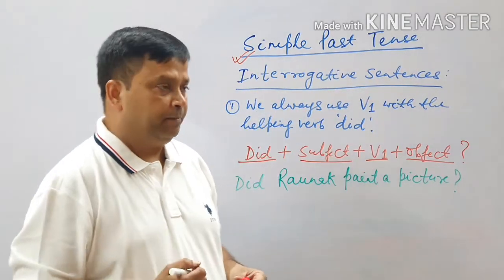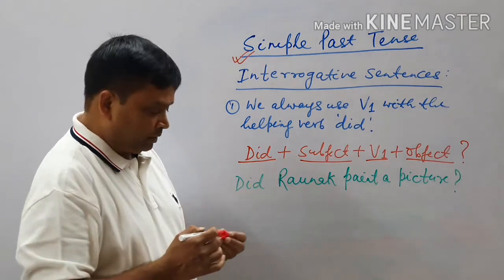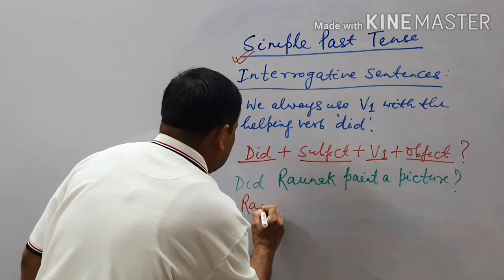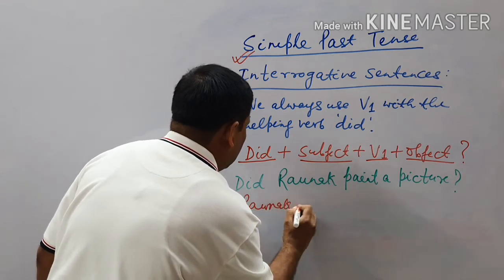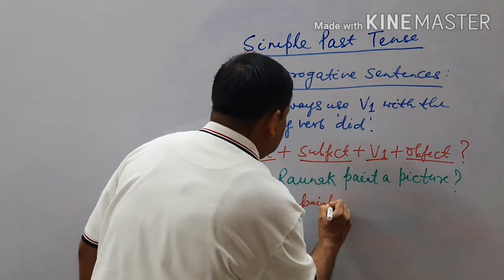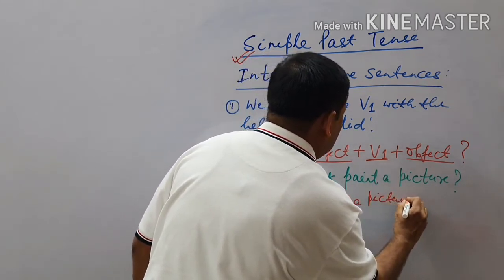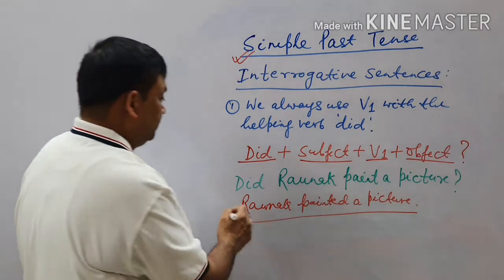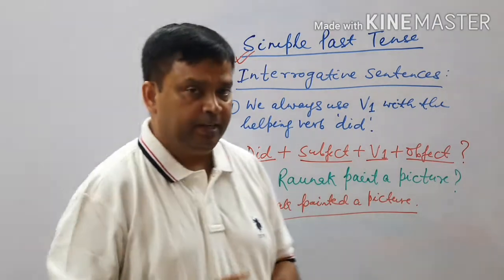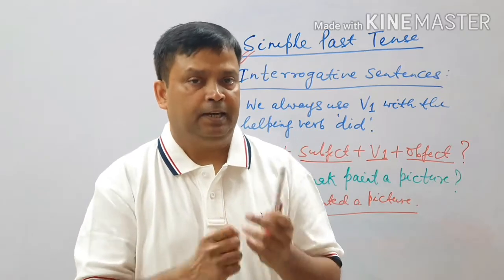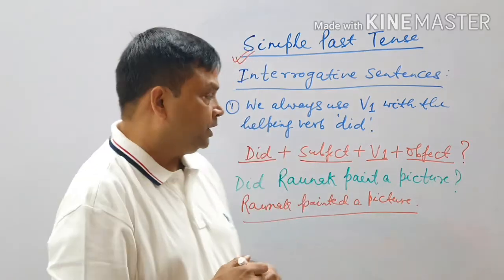I just took an example. The main example was, I'll just write here. In affirmative it was Ronak painted a picture. This was the case of the affirmative sentence, and then we have to change it into interrogative, so we have to put an additional did at first and then the first form of the verb. So that is what I did.